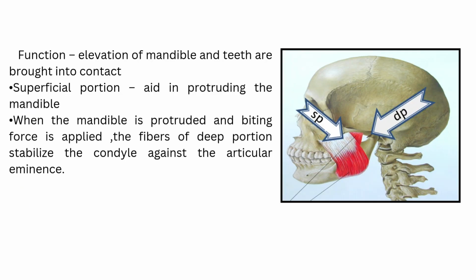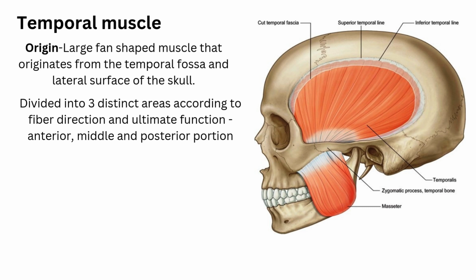So what is the function of this masseter muscle? Basically, it helps in elevating the mandible so that the teeth are brought in contact. Other than that, the superficial portion helps in protruding the mandible. So when the mandible is protruded and biting forces are applied, the fibers of the deep portion stabilize the condyle against the articular eminence.